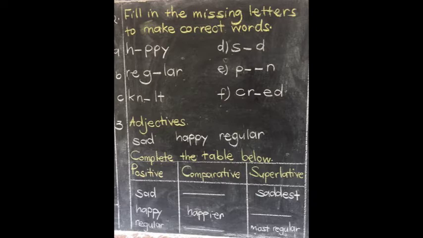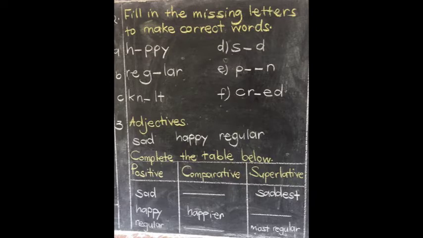So under adjectives, we have the activity which says complete the table below. We have the adjectives in the positive form, the ones in the comparative form, then the ones in the superlative form. When you look at the first one, we have sad in the positive, then a dash in the comparative, then in the superlative, we have saddest. So you're going to fill in the comparative form of sad in that table.